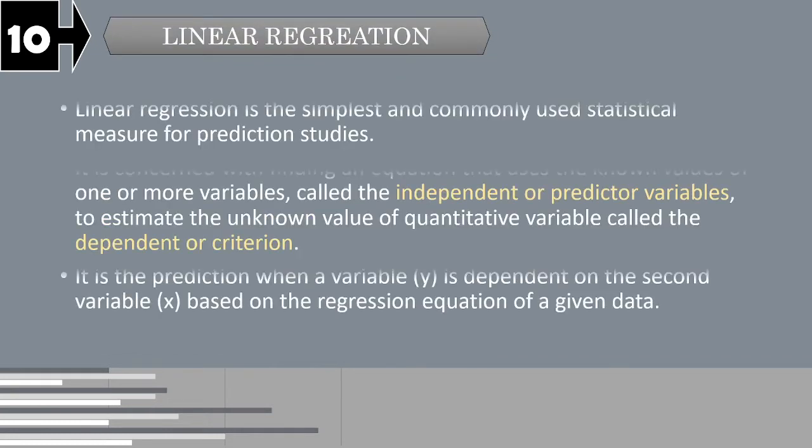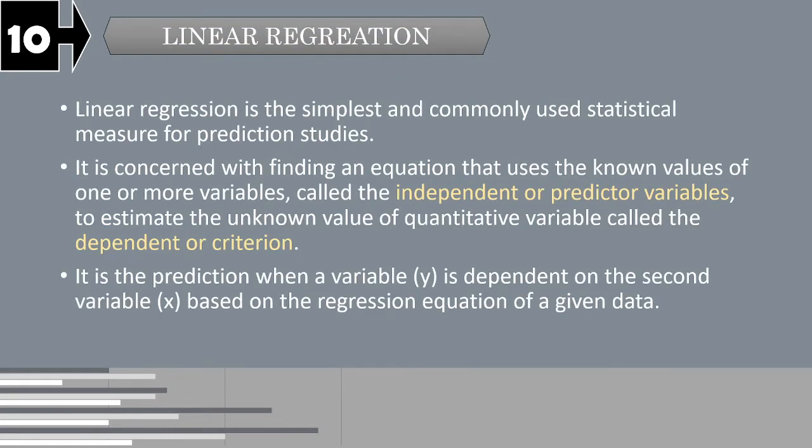Linear regression. Linear regression is the simplest and commonly used statistical measure for prediction studies. It is concerned with finding an equation that uses the known values of one or more variables called the independent or predictor variables to estimate the unknown values of a quantitative variable called the dependent or criterion. It is the prediction when a variable y is dependent on the second variable x based on the regression equation of a given data.